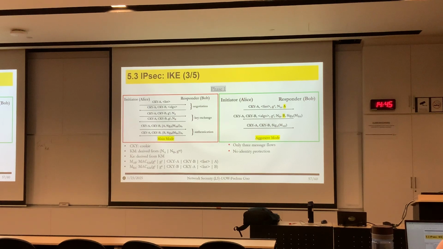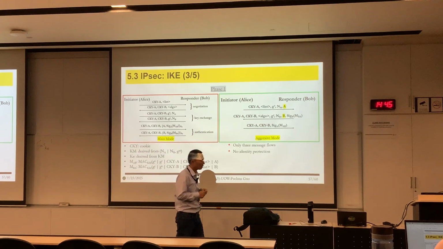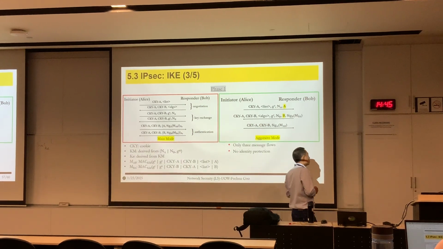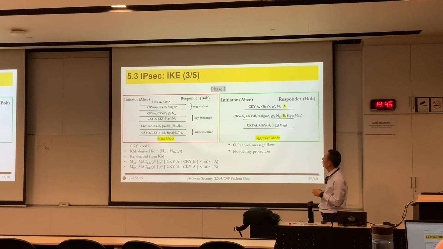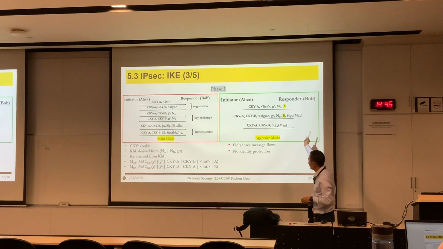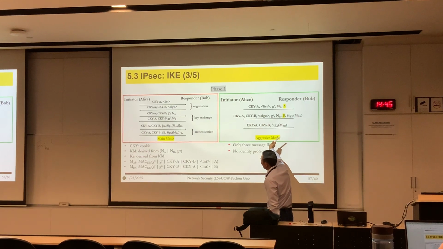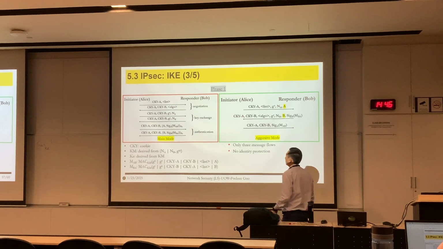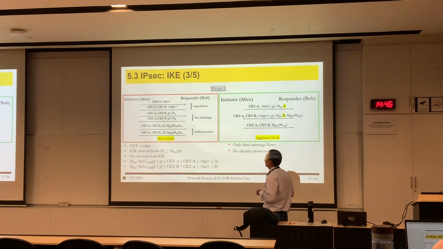And we have g^x, g^y, and the signatures of g^x and g^y. This is just a standard Diffie-Hellman key exchange, the second version, to secure the key establishment. So yeah, this is the main difference in how the two protocols work, the main mode and the aggressive mode.